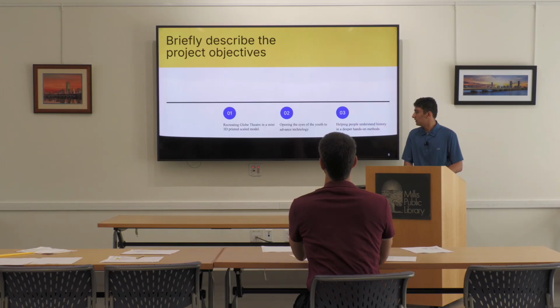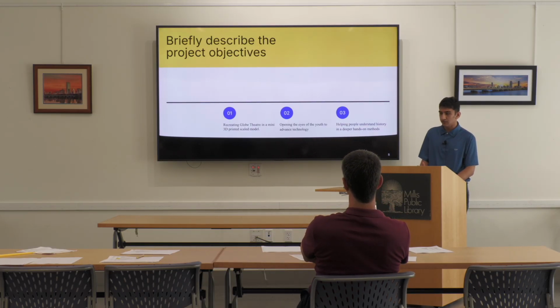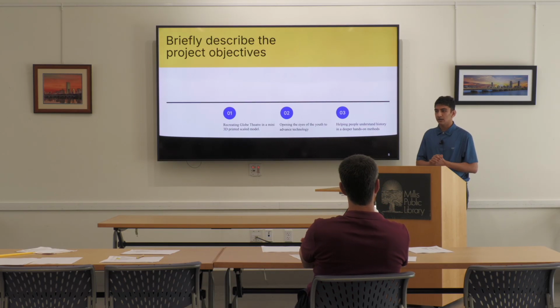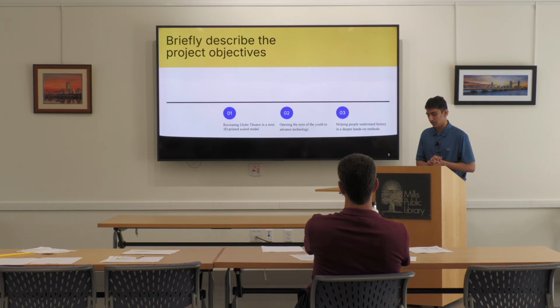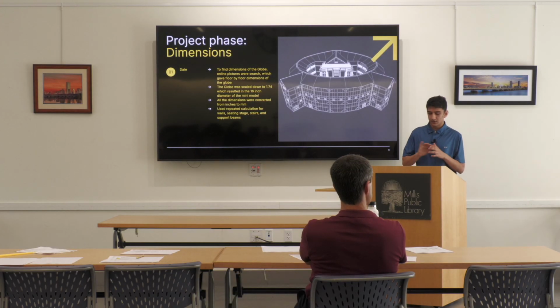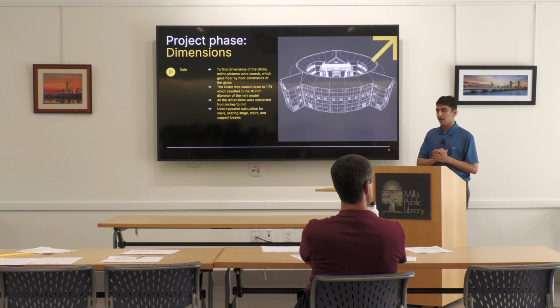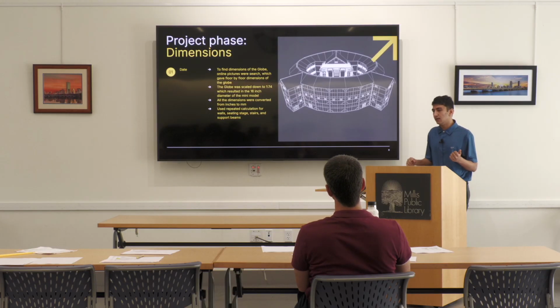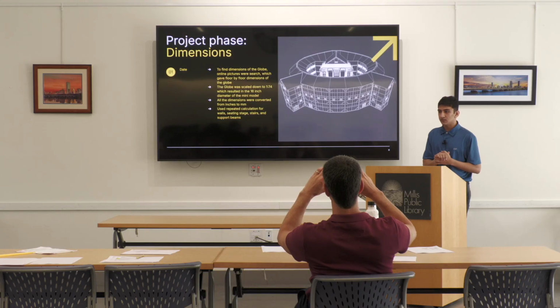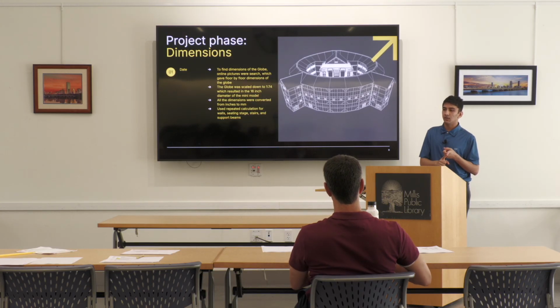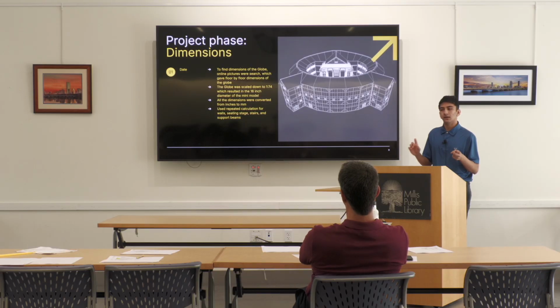The objective of the Globe Theater project was recreating the Globe Theater at a mini 3D printed scale, opening the eyes of the youth to advanced technology and helping people understand history through technology. The first phase was dimensions. Everything started from me just searching everything up. This is the hardest part, I would say, compared to the modeling, because I found this one guy who gave me 4x4 dimensions of the globe, but there are no seating dimensions anywhere, I'll tell you. I spent a week trying to find dimensions somewhere.